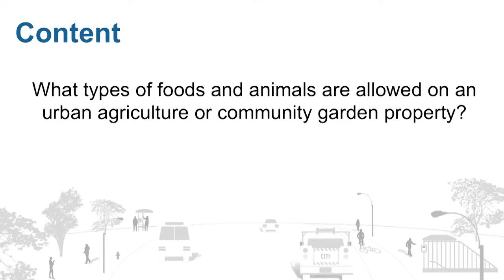Next, content. Content meaning what types of foods or animals are grown on the property. This can mean fruits and vegetables. This can mean horticultural plants. This can mean flowers. It can also mean animals and bees. But it can be important to state what types of uses are allowed on an urban agriculture property.